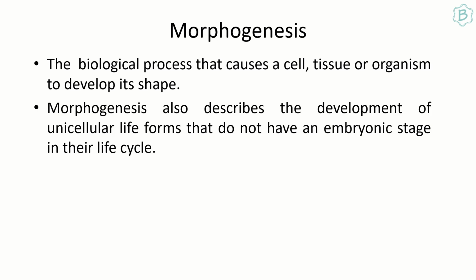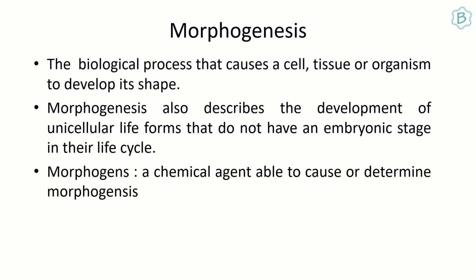Morphogenesis also describes the development of unicellular life forms that do not have an embryonic stage in their life cycle. It does not only deal with multicellular life forms, where there are many steps and an embryonic stage, and then other stages involved to form the final fate or shape of that cell. It also describes the development of unicellular life forms, where a single cell is developed. So that is also covered inside morphogenesis.